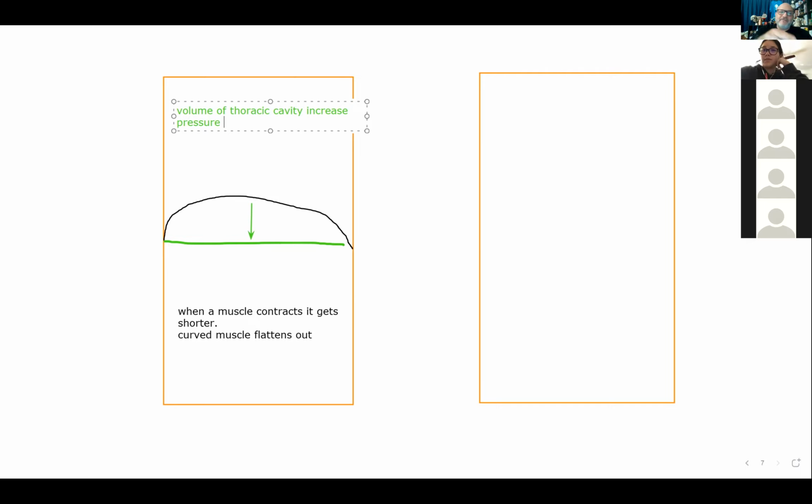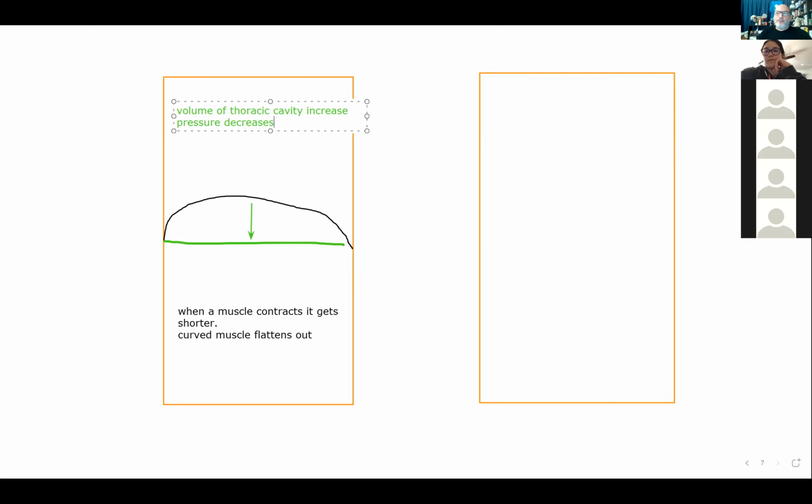So when the volume in my thoracic cavity goes up, what happens to pressure? It decreases. When volume goes down, pressure increases. When volume goes up, our pressure decreases.